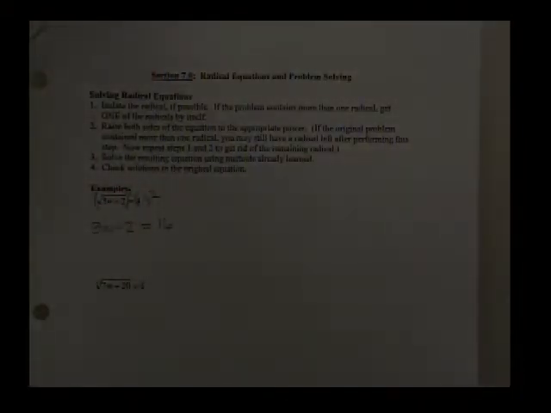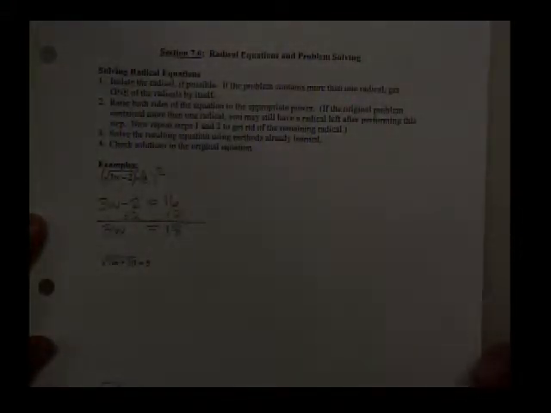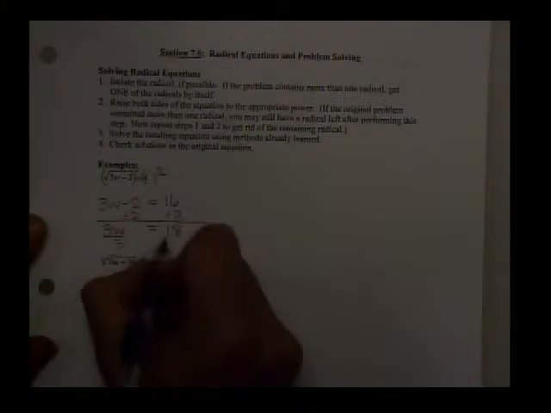And now we're just going to solve it like we did in the very first chapter we covered. So what would we do? Add 2. So we get 3w equals 18, and then divide by 3. So we get w equals 6.